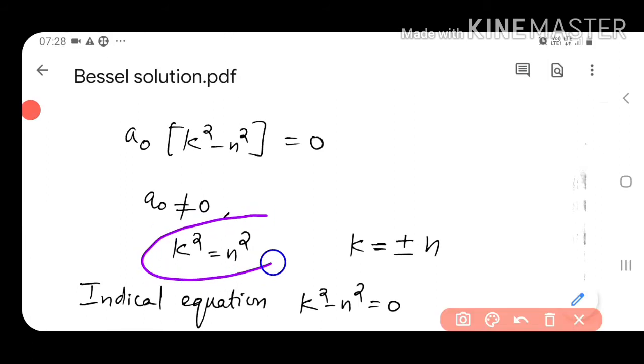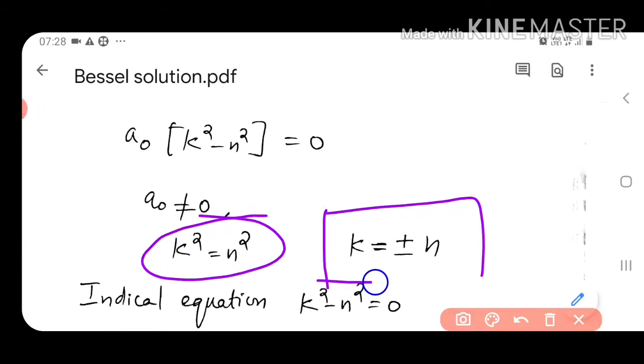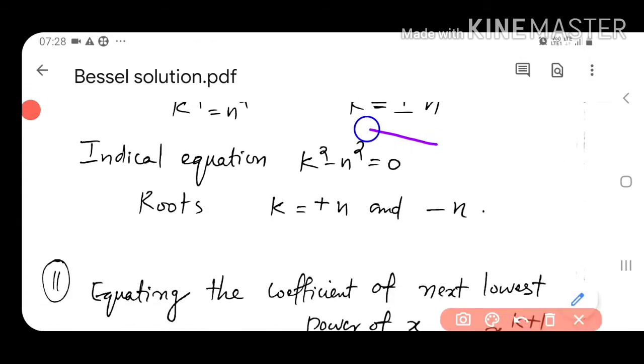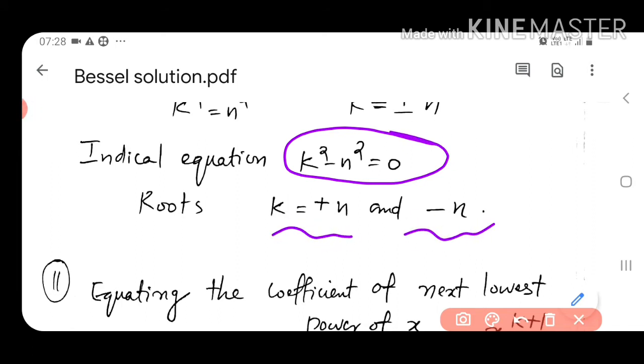So k square is equal to n square, k equal to plus or minus n. So the indicial equation is k square minus n square equal to 0, and we have k equal to plus n and minus n. These are the roots of this indicial equation. So when we equate the coefficient of the lowest power of x, we will get the indicial equation, which is k square minus n square equal to 0, and the roots as k equal to plus n and minus n.